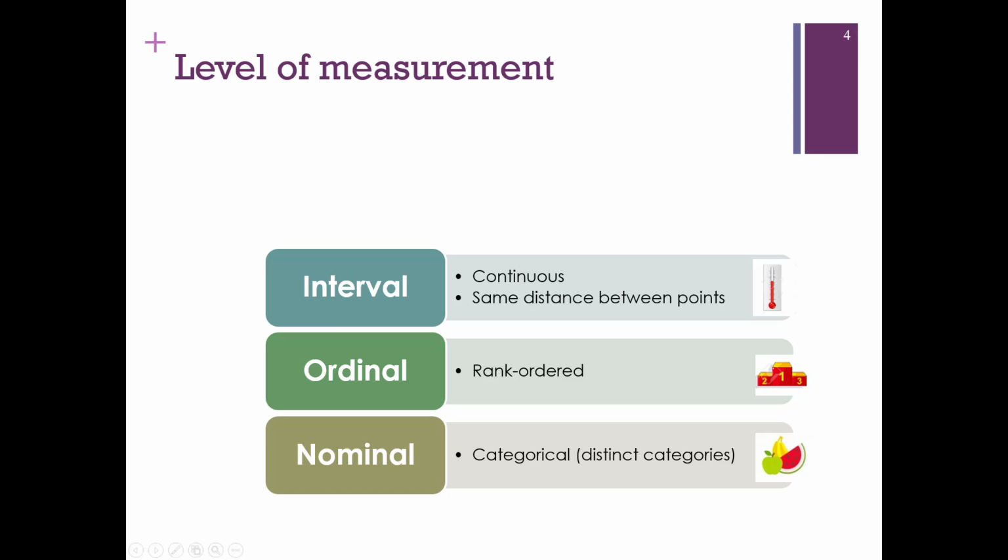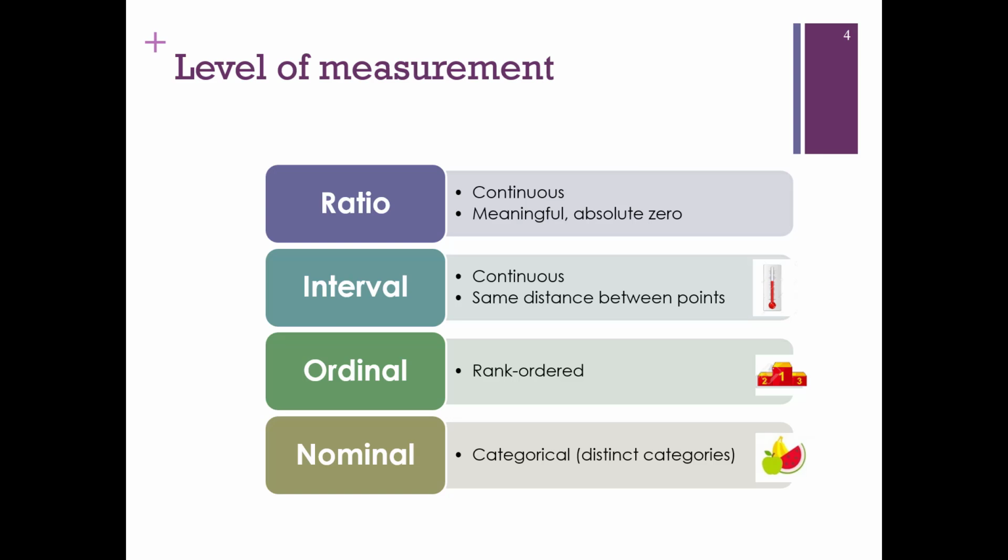And finally, the highest level of measurement is the ratio level. At ratio level, once again, the variable is continuous, but it has a meaningful absolute zero. So for example, weight, if it's zero, then there's none of it. And so that's a meaningful absolute zero. And so that's the ratio level. And so again, these four levels are organized from lowest to highest.